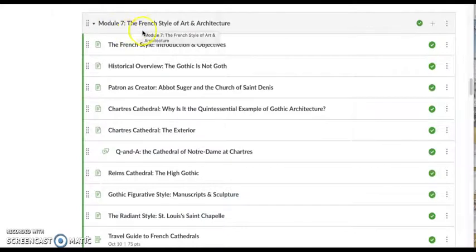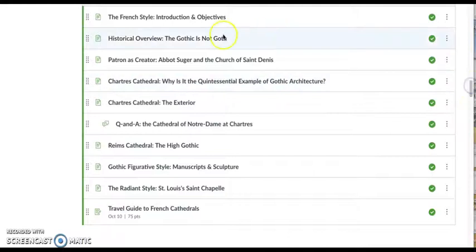And your pilgrimage moves into a new century in Module 7, around 1150 to 1250, instead of around 1000 to 1150, roughly. And then it also moves into some new architectural elements and ideas.